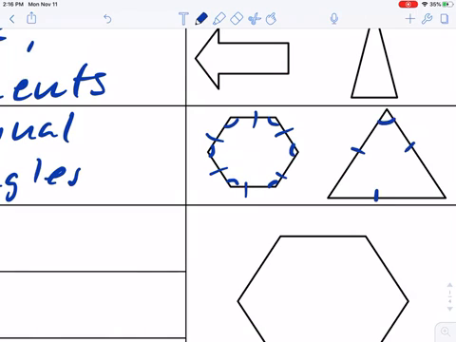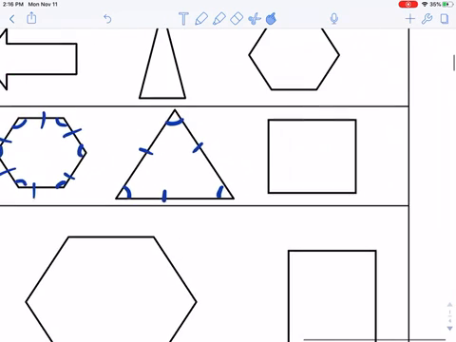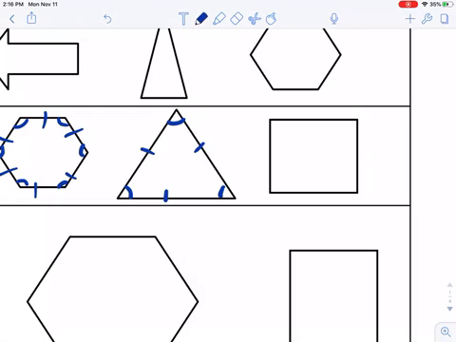Here's a regular triangle. It's equilateral, meaning equal-sided, and equal angular, meaning equal angles. And then finally, here's a regular quadrilateral, which means it has equal angles, they're all 90, and equal sides.